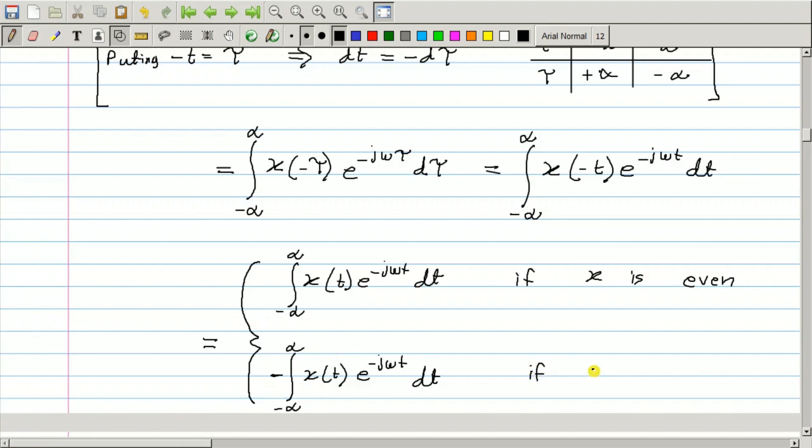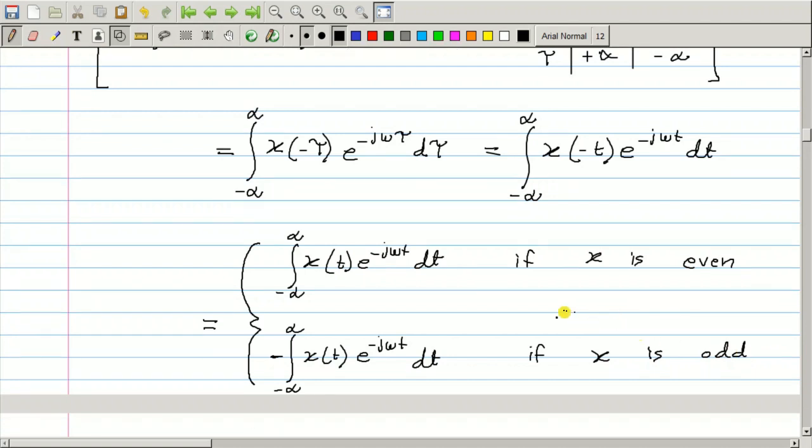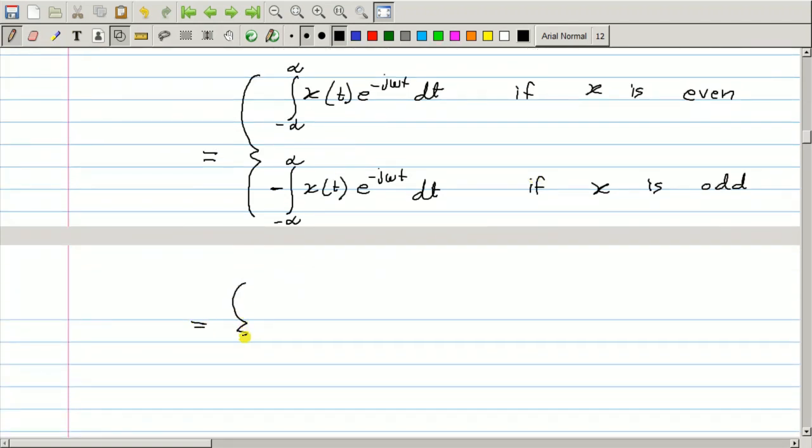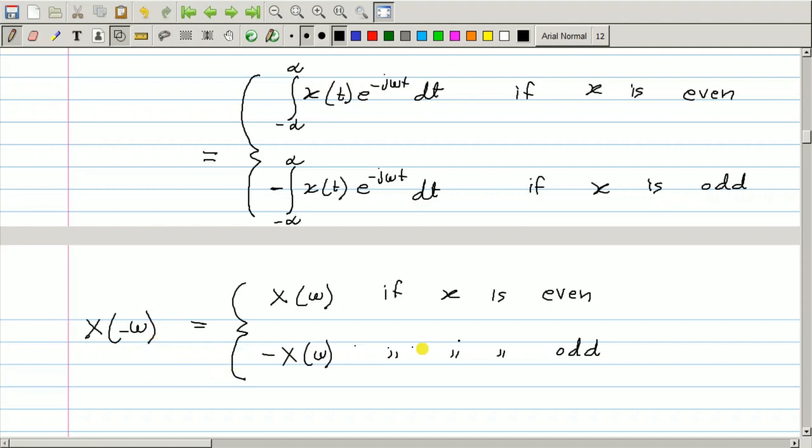This is if x is odd, and now you can see this is nothing but by definition capital X(ω), and this is nothing but by definition minus X(ω). This is if x is even, and this is if x is odd. Okay, and the left hand side is X of minus ω. So you see, if x is even, X(minus ω) is equal to X(ω), so capital X is also even. And in the same way, if small x is odd, capital X(minus ω) is minus of capital X(ω), so capital X is odd.